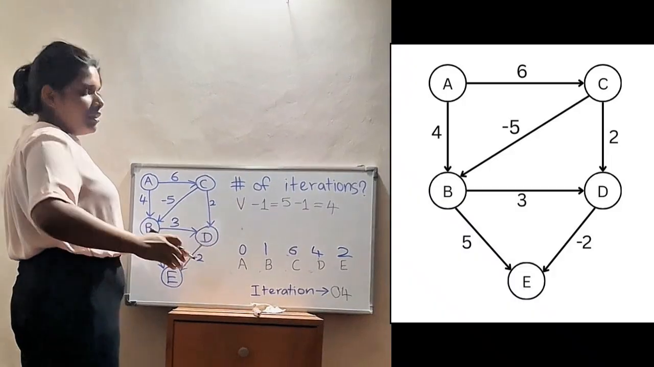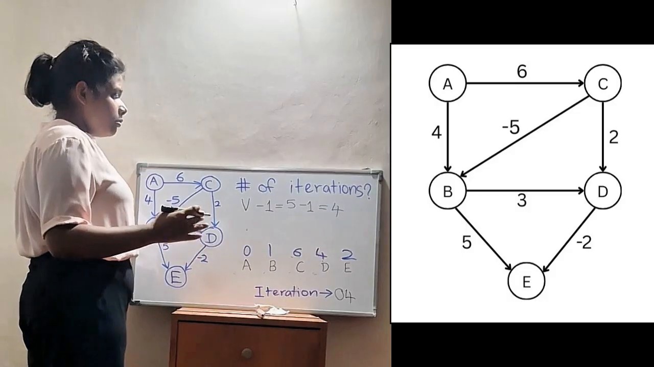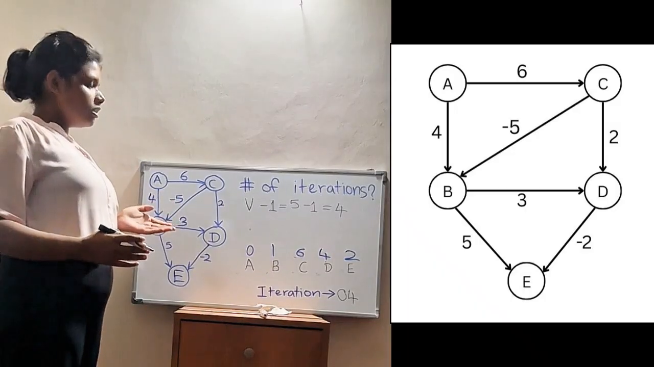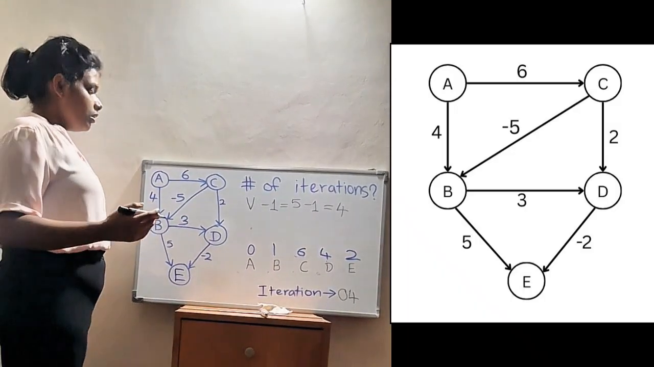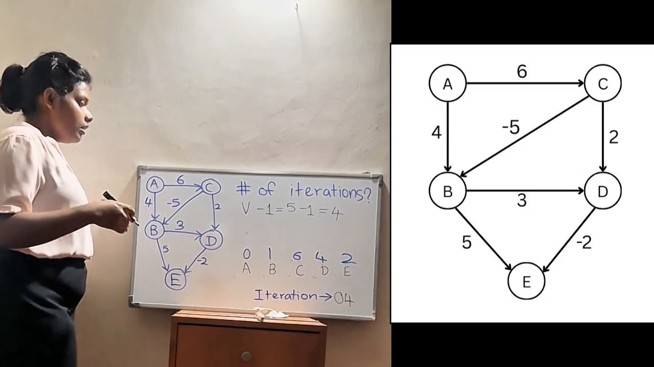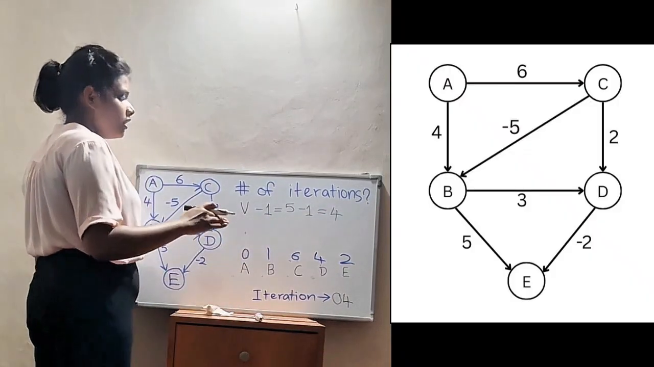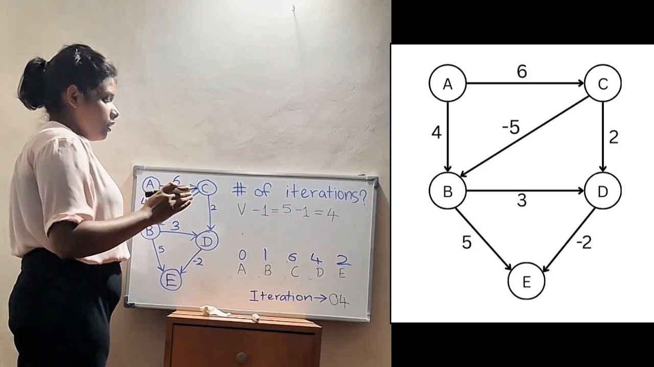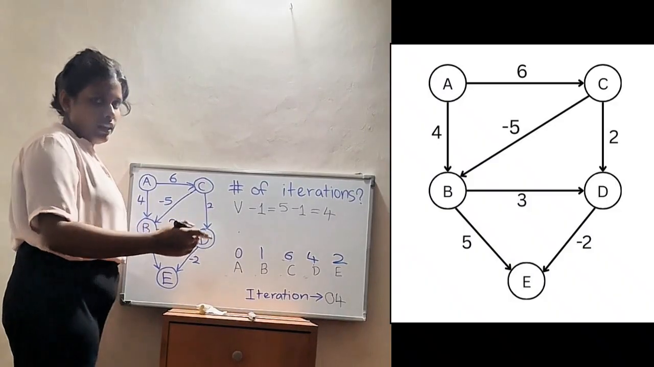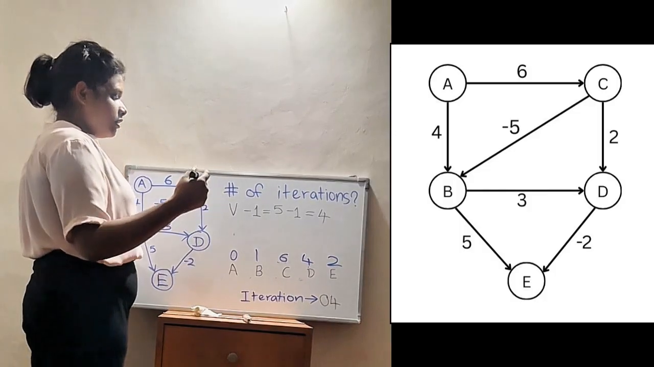After iteration 3, no changes were made. This means that we now have the current shortest path to any node from A. But in here we can see that the number of iterations is 4. So we can stop at 3 or carry out iteration 4, but the result will be the same.